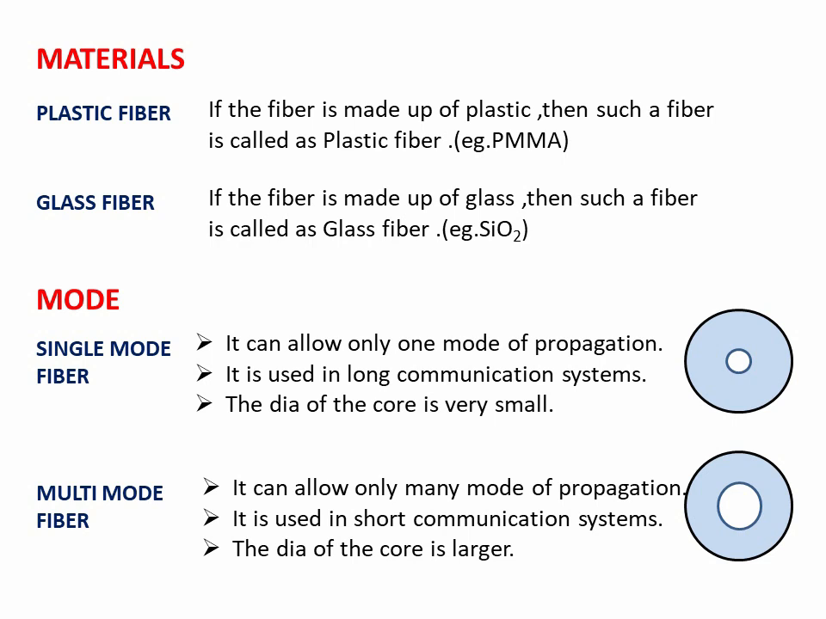Next, mode. Single mode fiber is nothing but it can allow only one mode of propagation. It is used in long communication systems. The diameter of the core is very small. The next mode of the fiber is multimode fiber. It can allow many modes of propagation. It is used in short communication systems. The diameter of the core is larger.